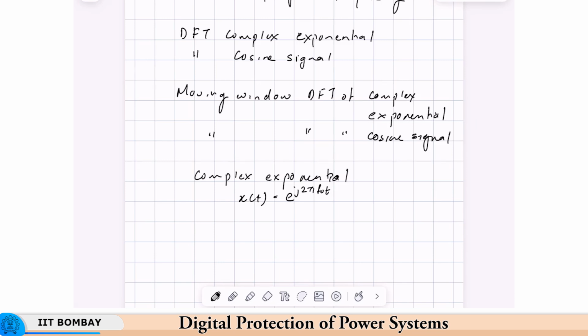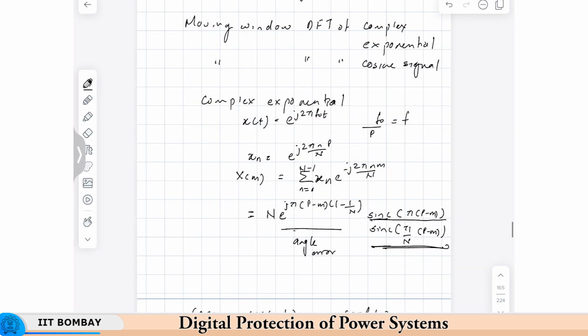we also defined, if we have N number of samples which are obtained in P cycles, then we saw that N f naught is equal to P. Then the x of n becomes e raised to j 2 pi n P by N. It becomes independent of the t, the time at which the samples are taken.